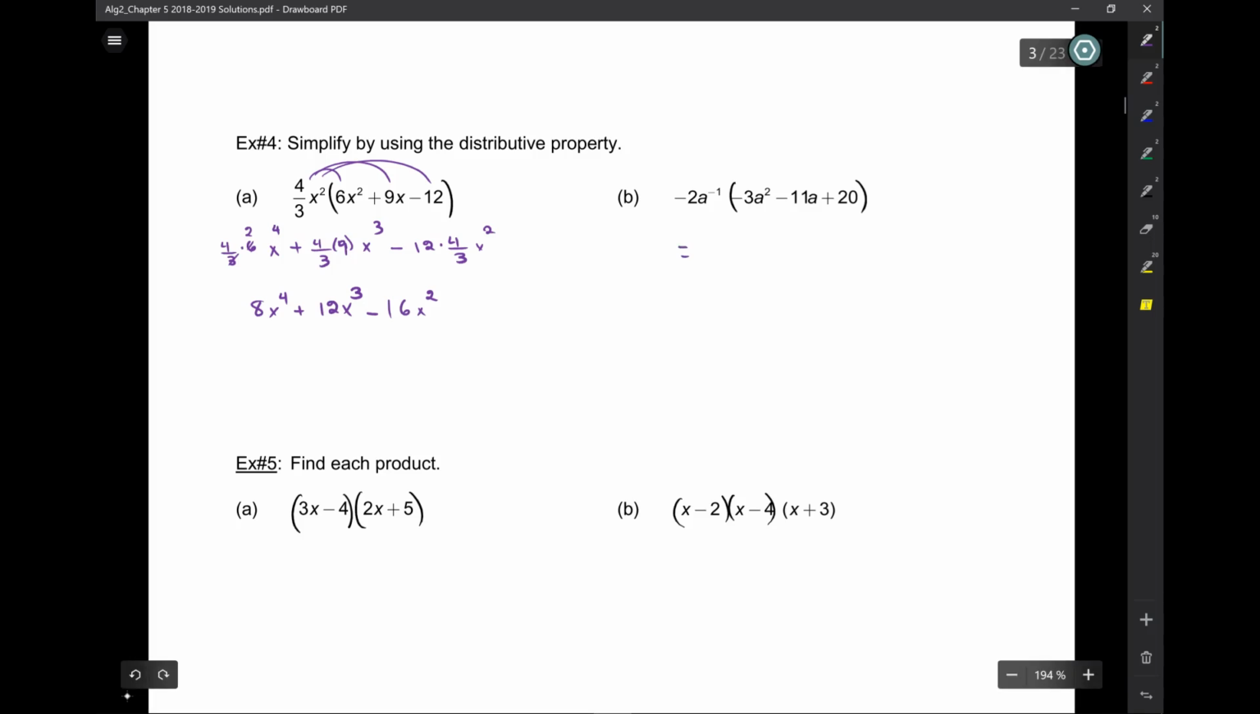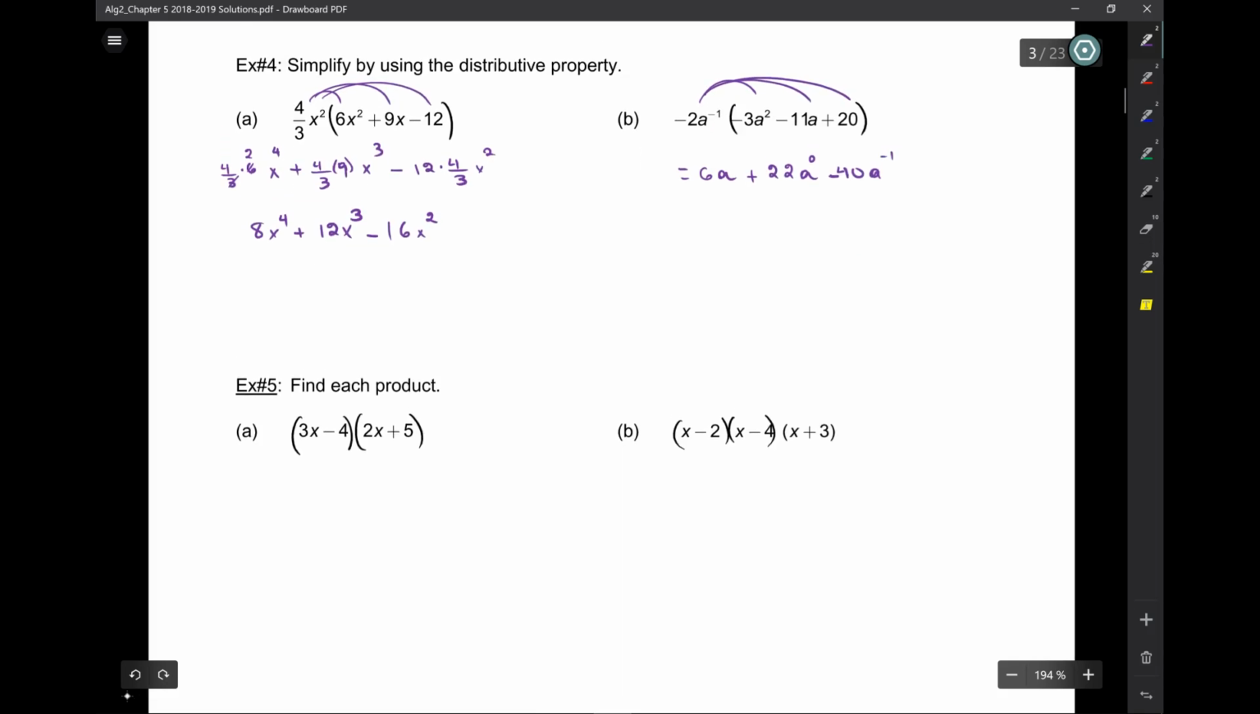Okay, here. Distribute. Okay, negative 2 times negative 3. That's going to be positive 6. Now, a minus 1 plus 2 is just going to be a 1, right? So a to the 1. Okay, minus minus plus 22. A to the what? A to the 0, which eventually will be a 1, right? Correct. So minus 40, a to the minus 1.